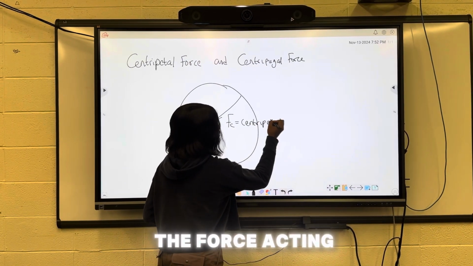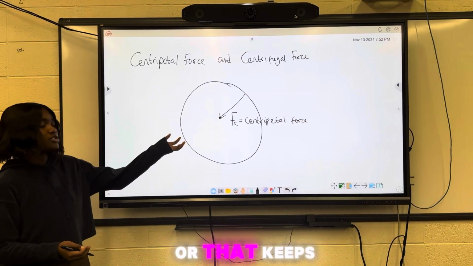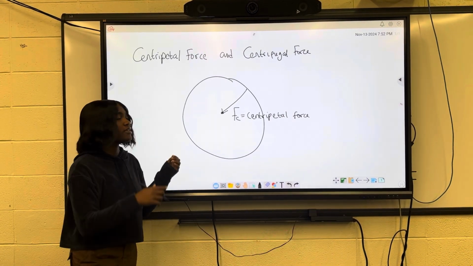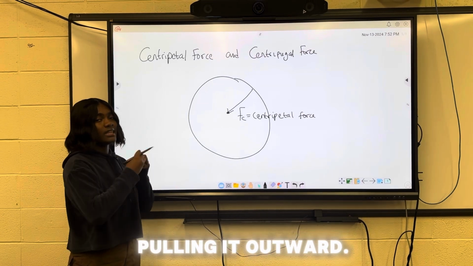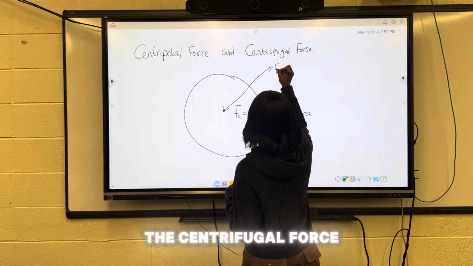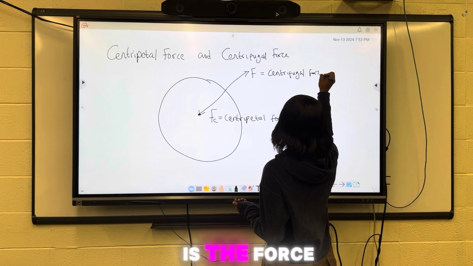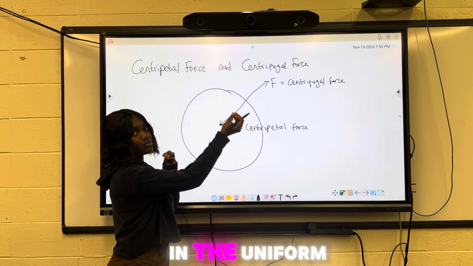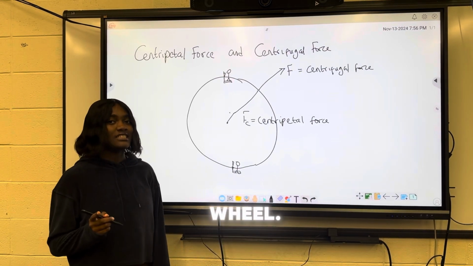So the centripetal force is the force acting on an object in uniform circular motion that pulls the object inward, or that keeps it moving in the circular path. Now there's a force that is felt by the object that makes it feel like it's pulling it outward. This particular force can be called the centrifugal force. So the centrifugal force is the force acting on the object that makes it feel like it's going outward in the uniform circular motion. We can actually use the example of a person in a Ferris wheel.